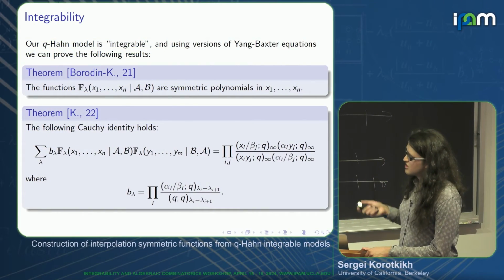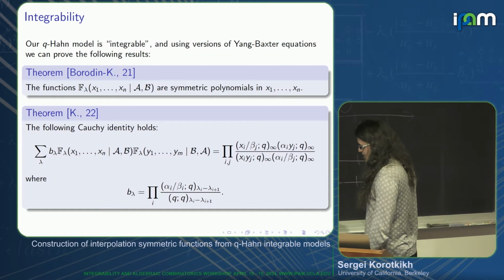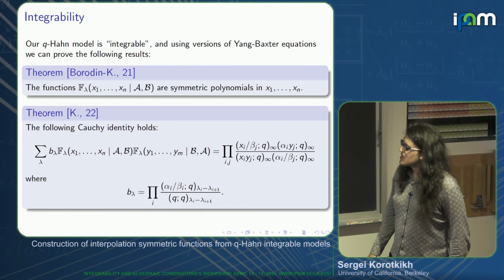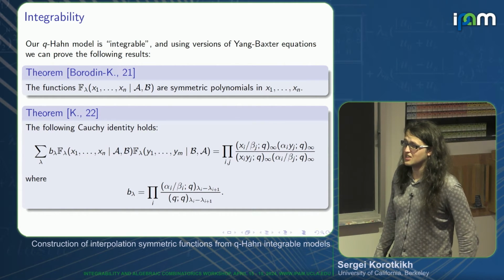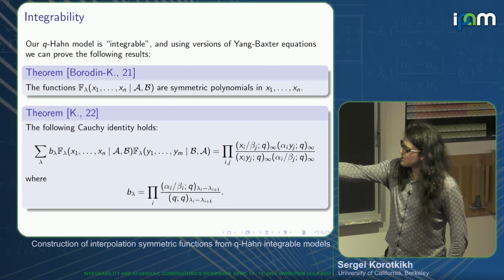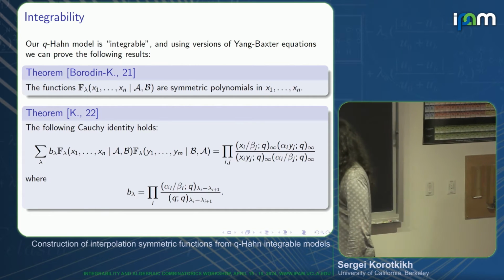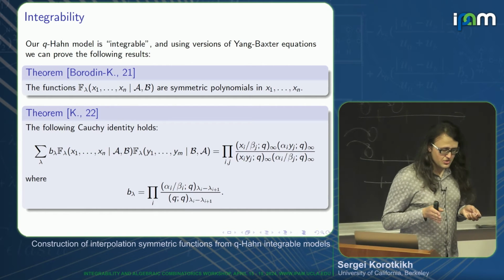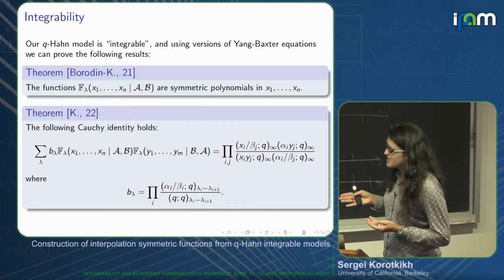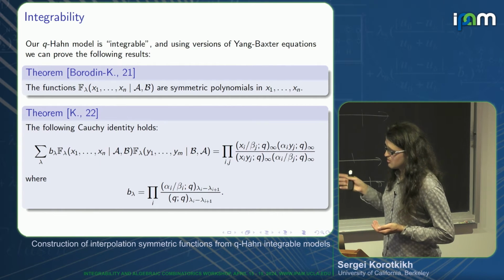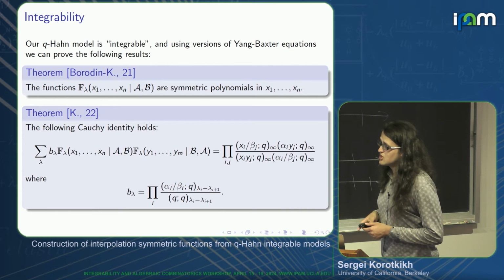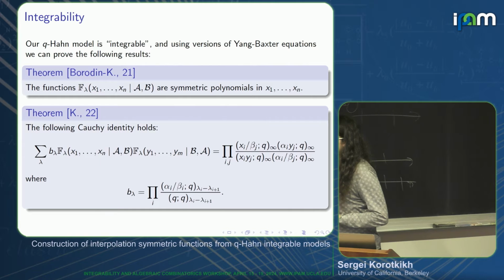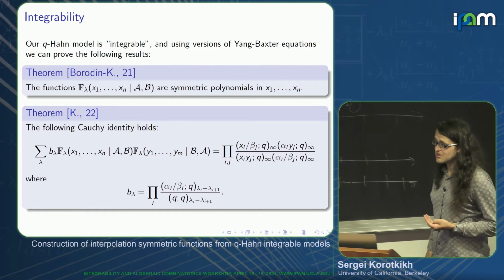And moreover, using these Yang-Baxter equations and integrability, we can show that in addition to the fact that these are symmetric polynomials, these functions will also satisfy a certain version of the Cauchy identity. Namely, if you take this sum of products of functions in two different sets of variables, where one set of functions corresponds to parameters alpha and beta, and the other functions correspond to parameters alpha and beta swapped between each other, then this sum will very nicely collapse into a product of infinite Pochhammer symbols.